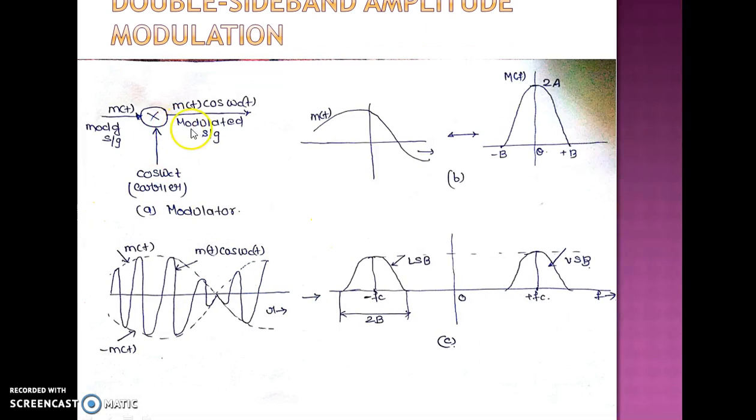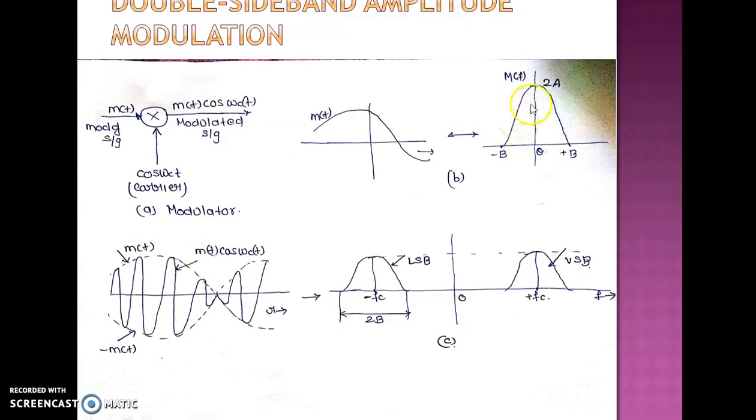So here this is a modulator circuit where the main component is a multiplier, which multiplies the modulating signal and a carrier signal. After multiplying we are getting a modulated signal, that is m(t) cos omega ct. The envelope of AM is like this: this is plus m(t), this is minus m(t), this is the envelope. This envelope is nothing but the multiplication of message signal with the carrier signal. At zero crossing, we are getting a phase reversal.